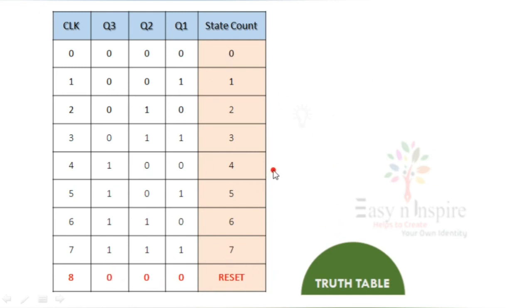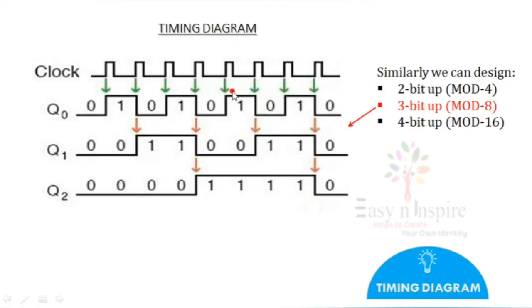So this is about the truth table of the ripple up counter. This is the timing diagram. See here, initially Q2, Q1, Q0, or Q3, Q2, Q1, what may it be? All zeros. After the first clock pulse, it becomes 0, 0, 1. After that 0, 1, 0. Next 0, 1, 1.